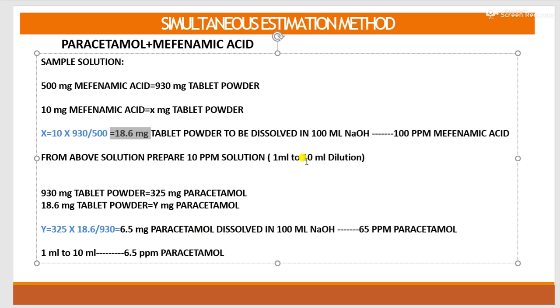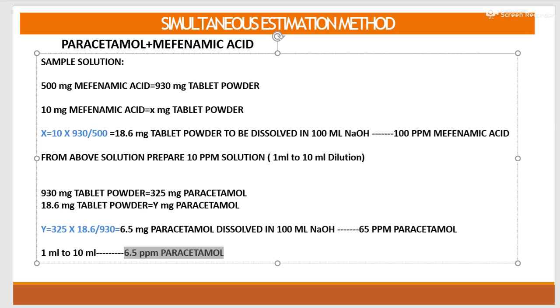And this we have transferred to 100 ml of 0.1 normal NaOH. So this comes to around 65 ppm of paracetamol. If you calculate, 6.5 milligram in 100 ml is 65 microgram per ml, that is 65 ppm paracetamol we have prepared. And the solution was again diluted 10 times, so it is having 6.5 ppm of paracetamol.